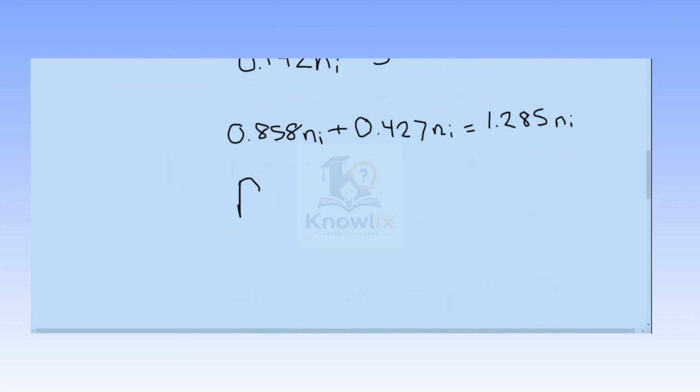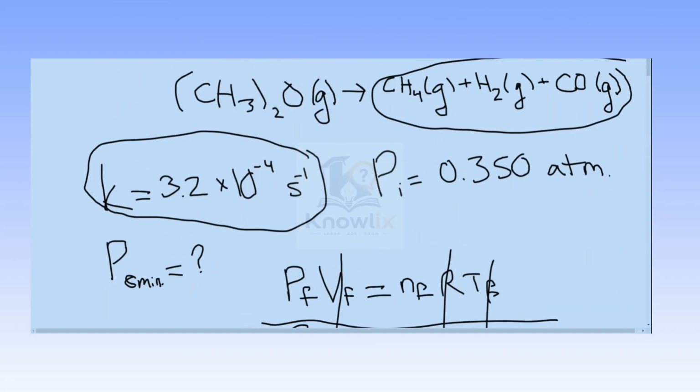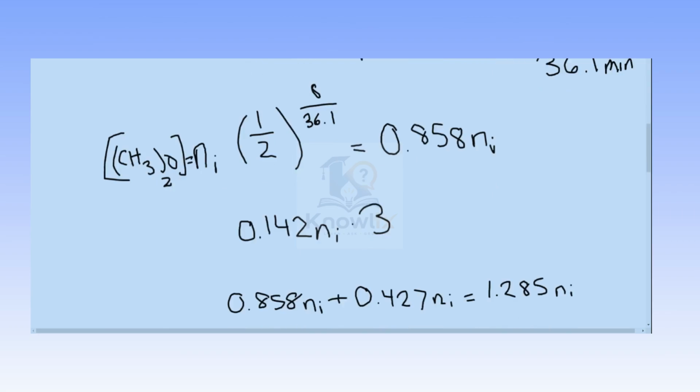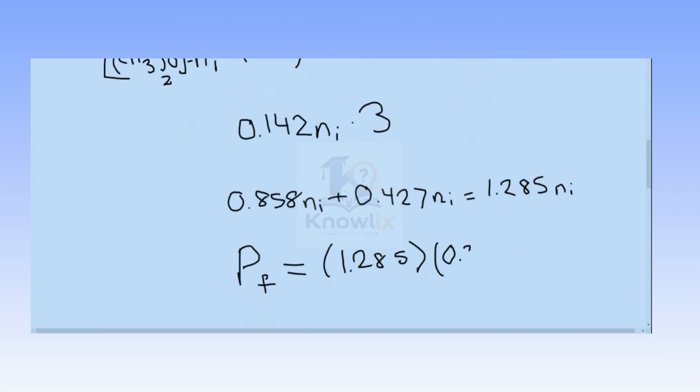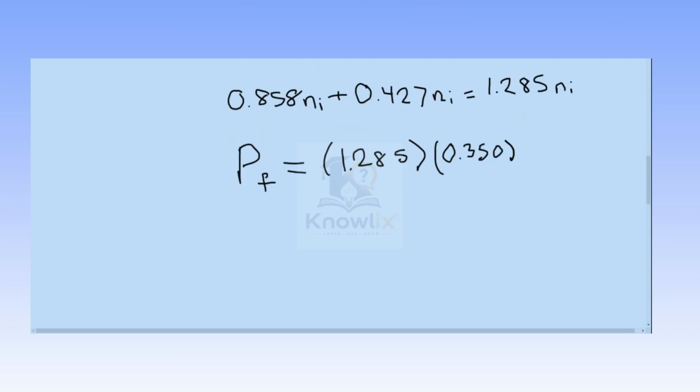So our pressure after 8 minutes, or final pressure, is 1.285 times the initial pressure, which is 0.35. So that means our final pressure is 0.450 atmospheres. And there we go. Figured it out.